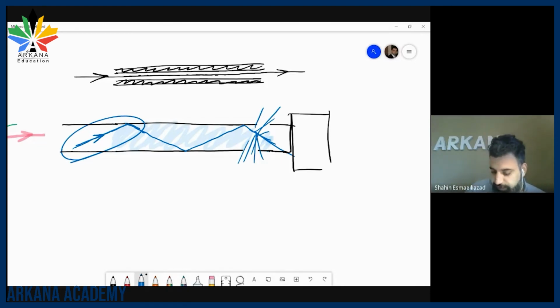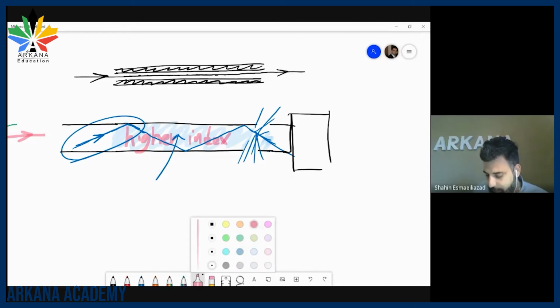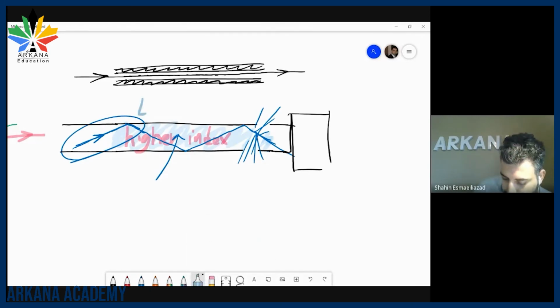Also, this is a very specific type of glass. It's almost like a plastic glass. It's very specific, made for this reason. But still, what we're dealing with here is a light ray traveling through a higher index, so let's call this the higher index, going to a lower index, and we were referring to the index of refraction.